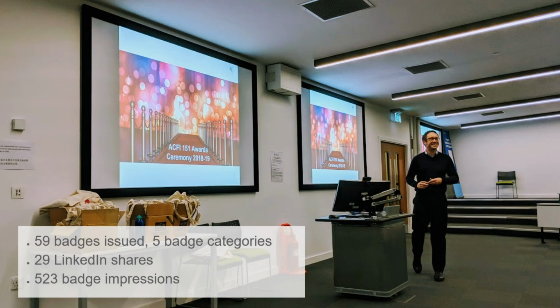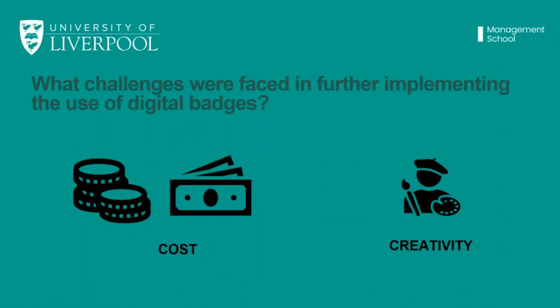And in terms of how it worked, 59 badges were issued. There were about 100 people in the class, and 5 different badge categories, which were spoken about there. 29 were shared on LinkedIn, and there were 523 impressions therein. So really helping the students who were successful to build that online presence at an early stage within their university career before they go off to apply for placements, internships, etc.